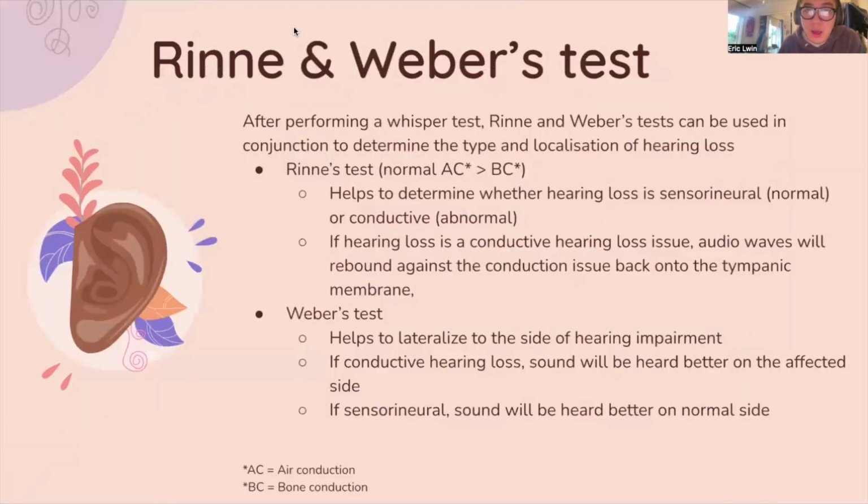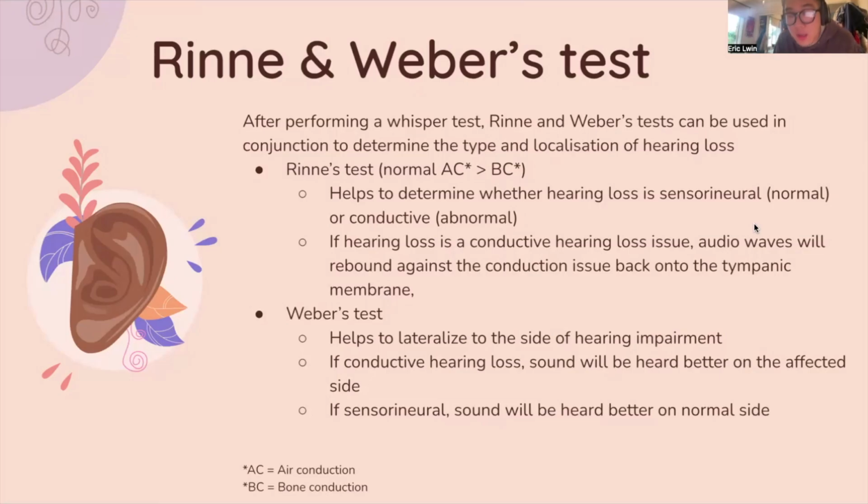Before we begin, I thought I'd start off broadly by talking about the Rinne and Weber's tests, which are one of the important components of the ear examination, following inspection of the outer ear and its landmarks, and also the whisper test. After you perform the whisper test, and the patient has failed this test or has impaired hearing, you follow up by performing a Rinne and Weber's test, which can help to distinguish between what sort of hearing loss.